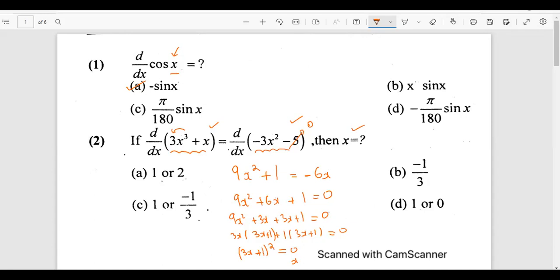We are not going to get two values. We're just going to get one value. It would be x equals minus 1 by 3. So the answer is going to be B. Yes, is that okay, Ahmed? Anything that you were not able to understand for the first two questions?